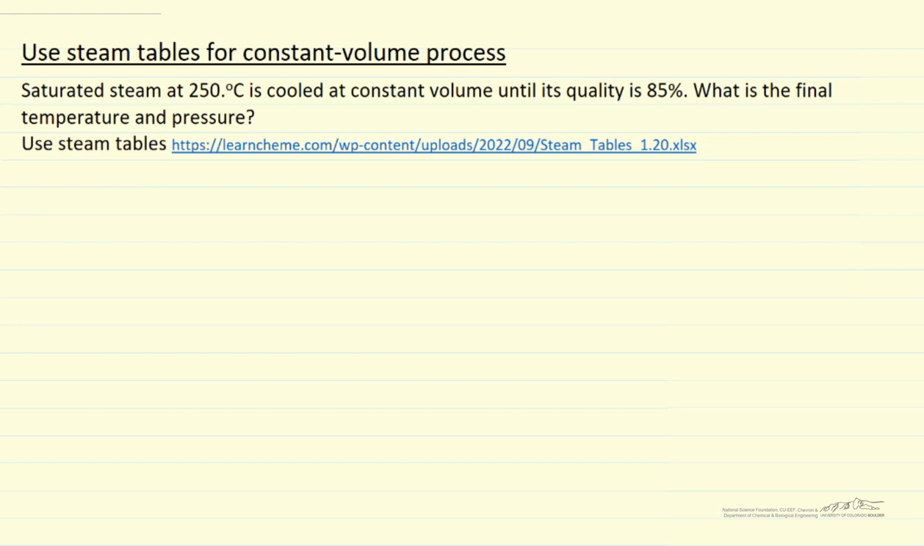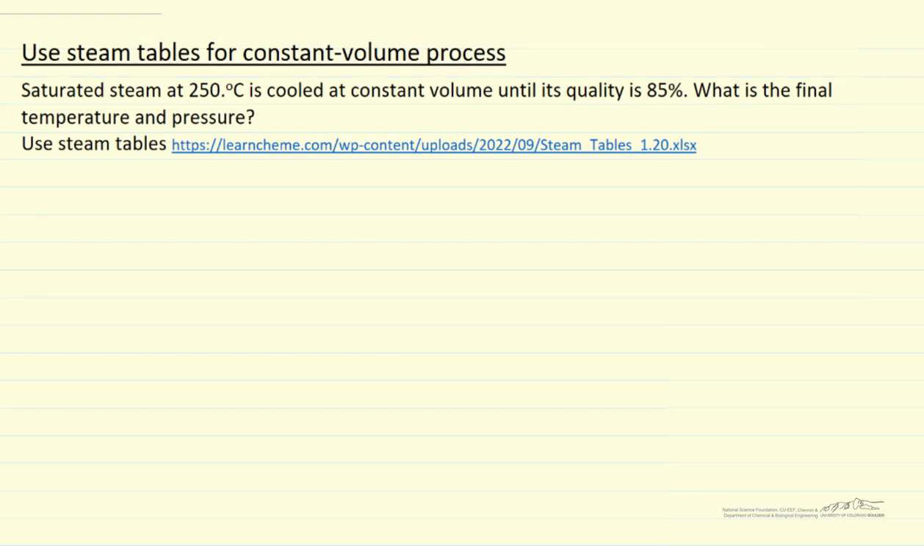In this problem, we're going to start out with saturated steam at 250 centigrade, and we're going to cool it at constant volume until its quality is 85%, meaning 85% vapor, 15% liquid. We want to know the final temperature and the pressure. We're going to use steam tables that are available on the LearnChemE site.